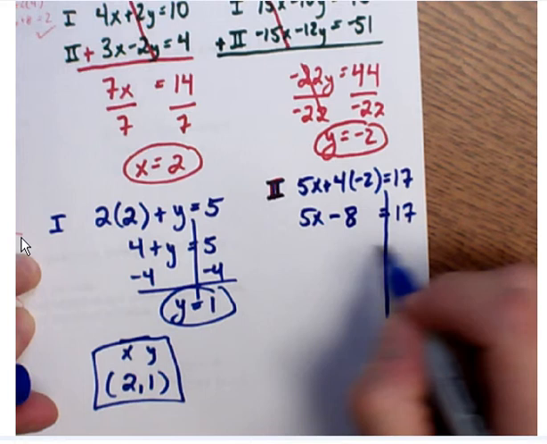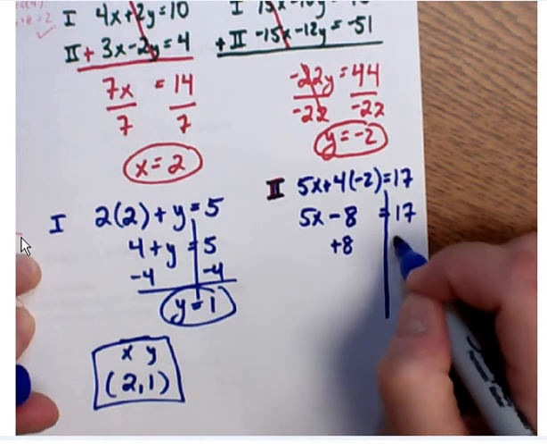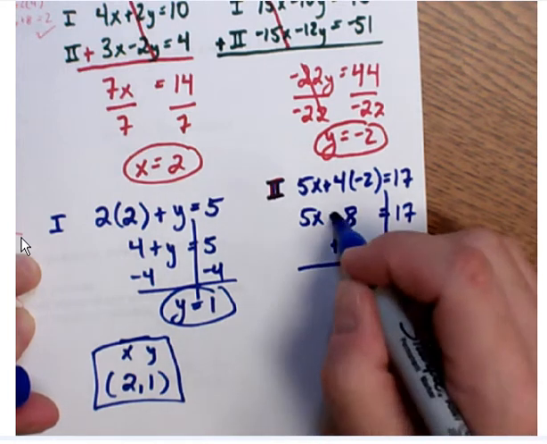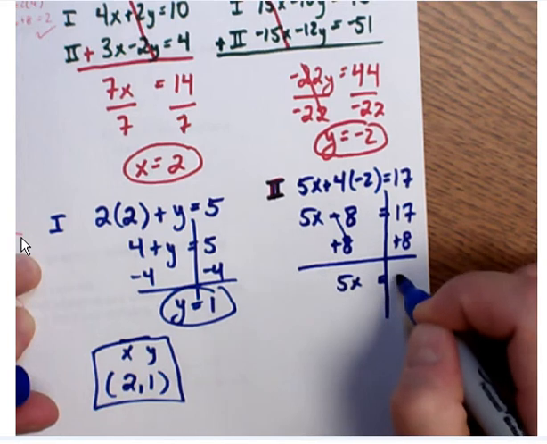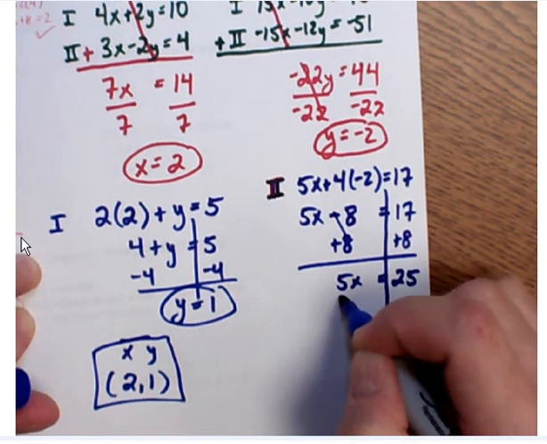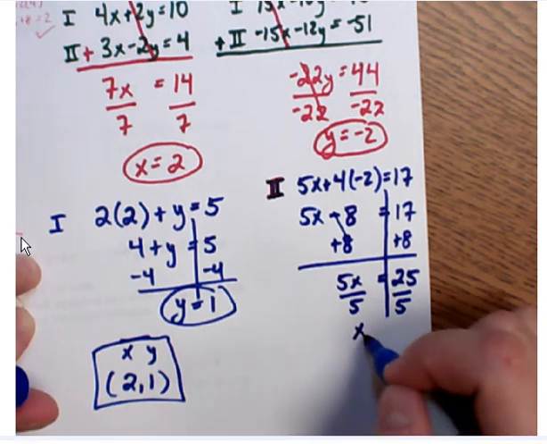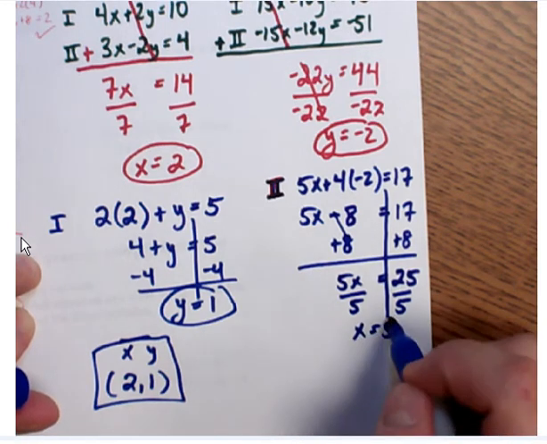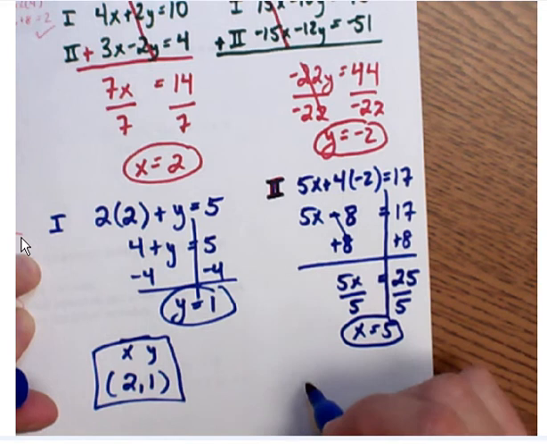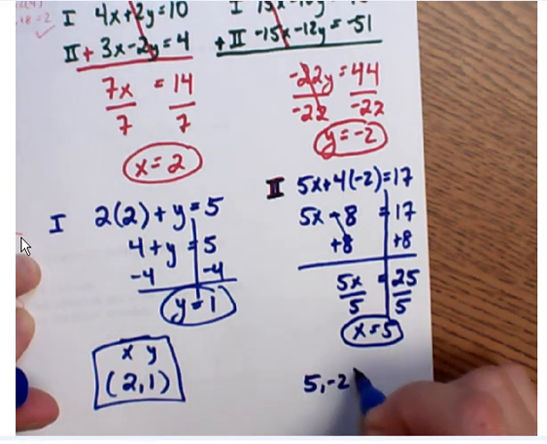Let's move the constant. Plus 8, plus 8. We get 5x equals 25. Divide by 5. Divide by 5. And we get x equals 5. That's it. So our answer is 5 comma negative 2.